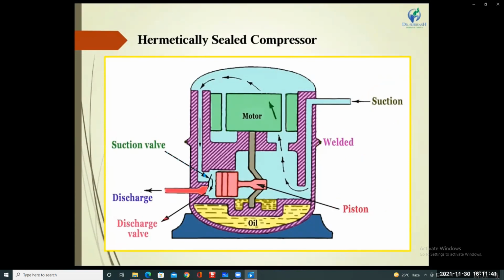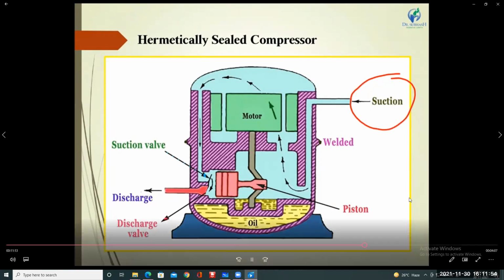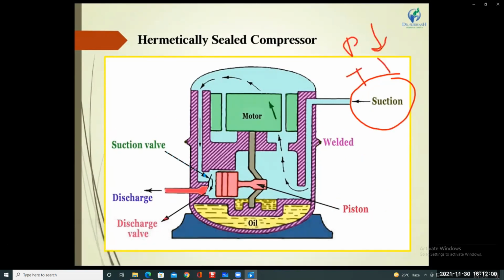First we start from the suction side. The refrigerant comes from the suction line. The suction line is directly connected to the evaporator, where the refrigerant comes in at low pressure and low temperature. Through the suction line the refrigerant enters the compressor and moves freely inside it.